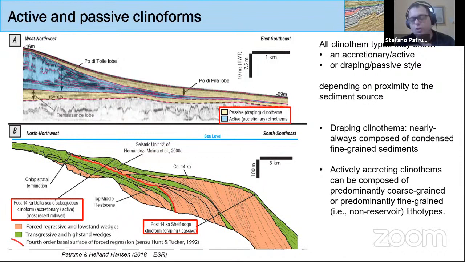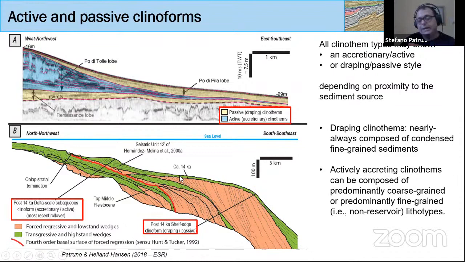Generally speaking, accretionary clinoforms or active clinoforms are directly associated with sediment input points or currents that directly feed them and push them to prograde quite fast. Whereas passive clinoforms are mostly associated with settling from suspension in a distal setting, basically plastering on top of an existing slope. In this other sketch, this would be an active clinoform, and this would be a passive one, just plastering passively on top of a pre-existing slope.